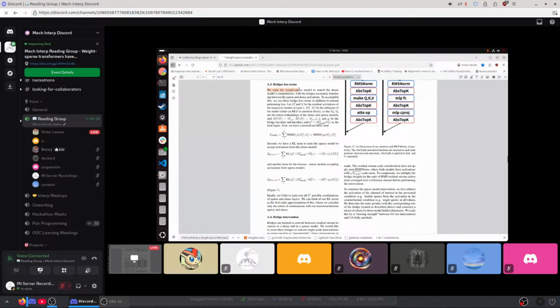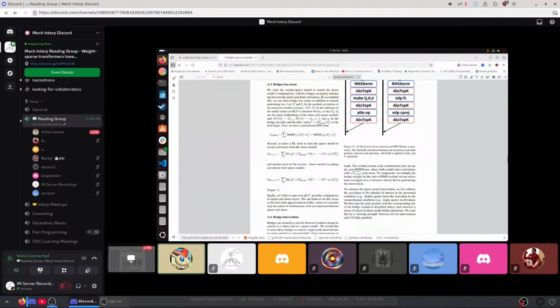Yeah, so here we want this weight sparse model to match the dense model's computations, which the bridge is accurately translating between the sparse and dense activations. To accomplish this, we use three bridge loss terms in addition to the normal pre-training loss. So in training a model, they are training a sparse model that is trained to have lower loss, whatever the data is, but also at the same time is trained with this bridge loss.